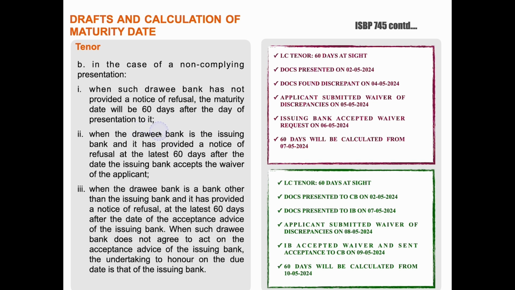These two paragraphs discuss what if the issuing bank provided a notice of refusal on time. So the first case is the drawee bank is the issuing bank. When the drawee bank is the issuing bank and it has provided a notice of refusal, the maturity is at the latest 60 days after the date the issuing bank accepts the waiver of the applicant.